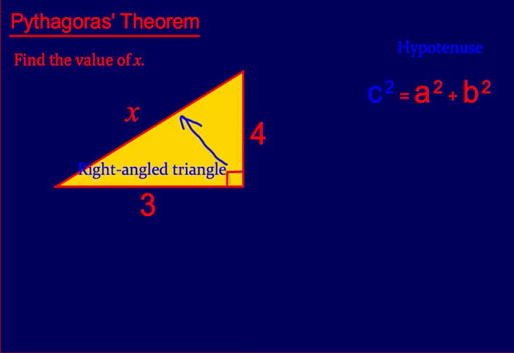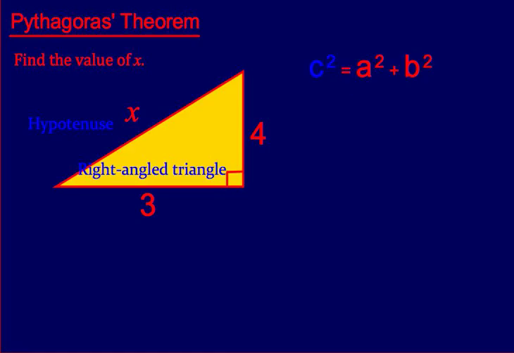So, the hypotenuse is here. Now, Pythagoras says c squared, which is the hypotenuse squared, always equals the sum of the squares of the other two sides. That one there, 3 and 4. So mathematically, we can say x squared equals 3 squared plus 4 squared.